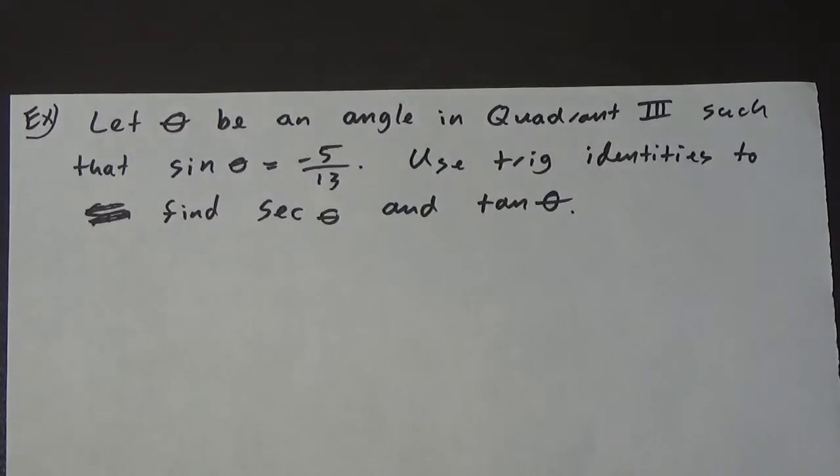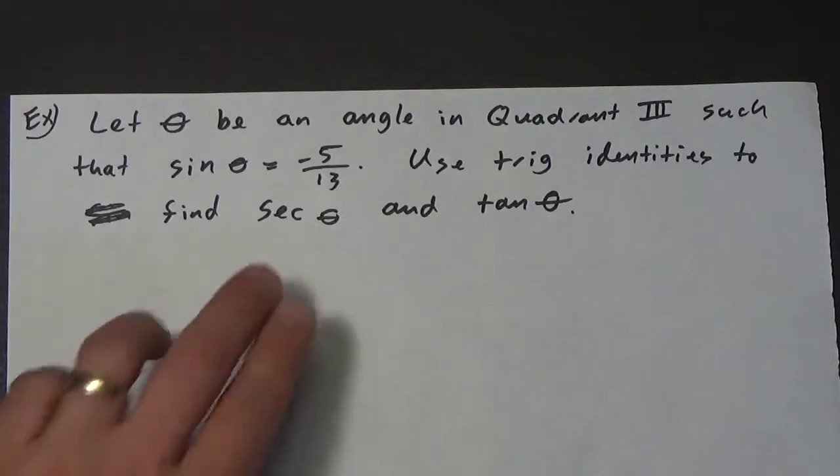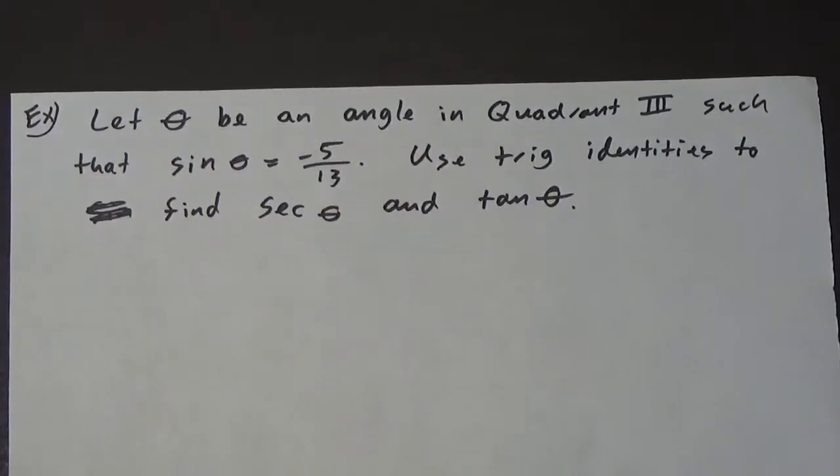So let theta be an angle in quadrant 3 such that the sine of theta equals negative 5 over 13. Use trig identities to find the secant of theta and the tangent of theta. So no matter how much you want to draw a triangle to solve this, you do have to use trig identities in order to get these problems.